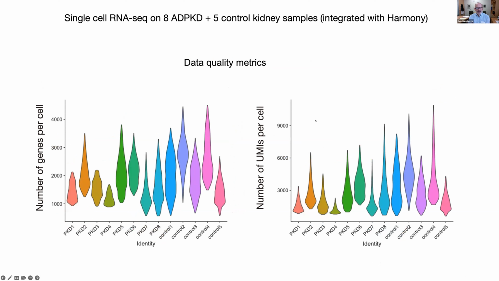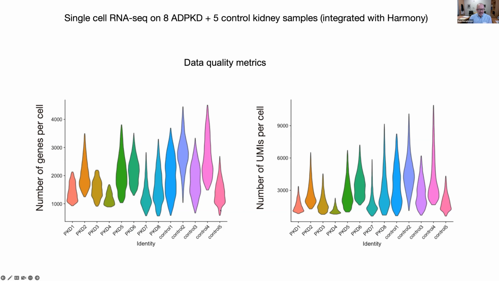A point I want to make, showing the data quality metrics here, is that it is actually kind of challenging working with these PKD samples. And so here we're plotting the number of genes detected per nucleus. So, we generally get 2,500 genes per nucleus in healthy samples, or the number of unique molecular identifiers, which is typically even higher. That's the number of transcripts.